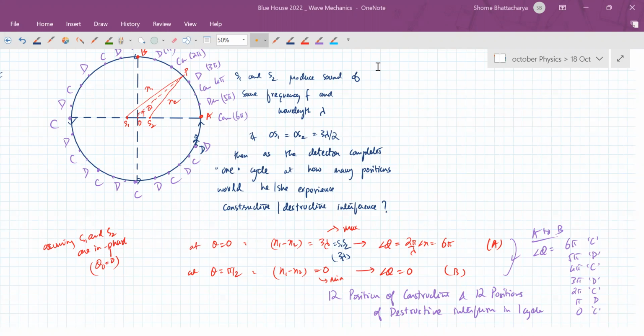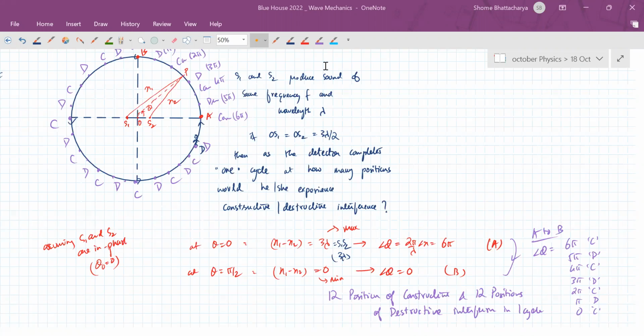So that's what I said. If the initial phase is not zero, then the location of these constructive and destructive interference points will be different, Jagannath. But the number of points will again be the same, because the range of the phase difference will again be between 0 and 6 pi. It's just that the phase difference will offset where the constructive and destructive interference positions are. So we're taking it as 0 only for easing the calculation.